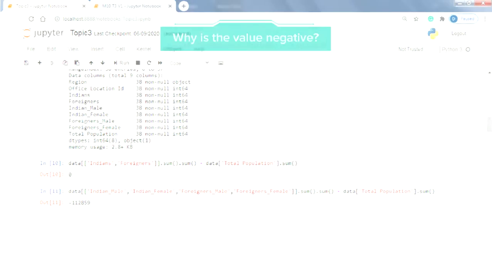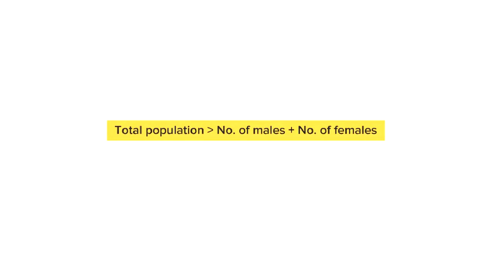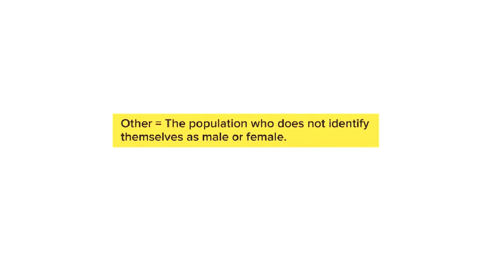What does this mean? The total population is greater in value than all the males and females, which means there are people in the population who do not identify themselves as male or female. This is an important piece of information as it can produce new knowledge in our modeling process. So let's create a new feature called Other. This column will consist of the population who do not identify themselves as male or female.